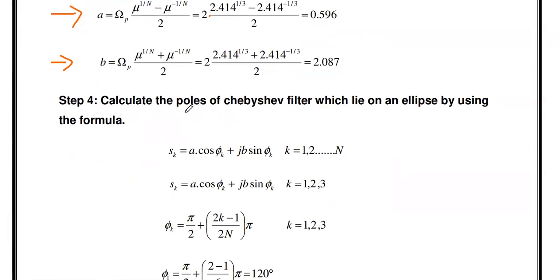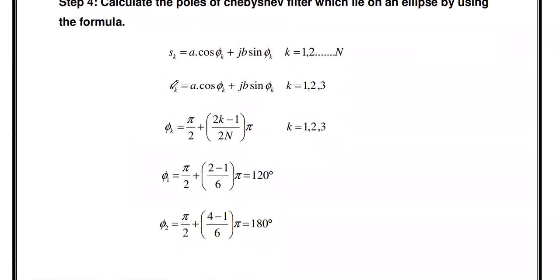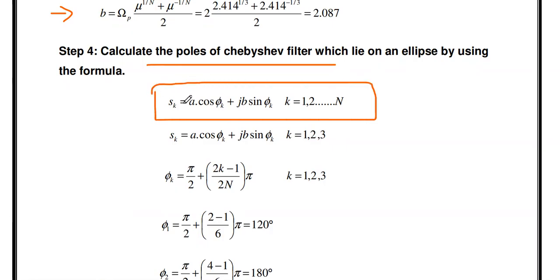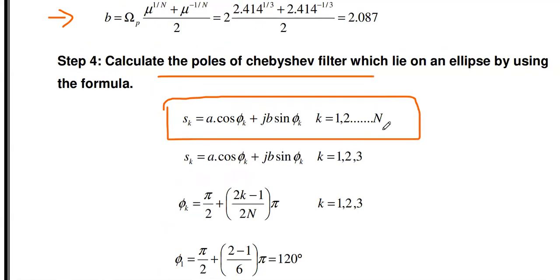So the fourth step, after calculating the major axis and minor axis, is to calculate the poles of the Chebyshev filter. Okay, so how many poles? The number of poles depends upon the order of the filter. Here the order is 3. So there are 3 poles, S1, S2, S3. The pole formula is Sk equal to A cos phi k plus jB sin phi k, where k equal to 1, 2 up to n.